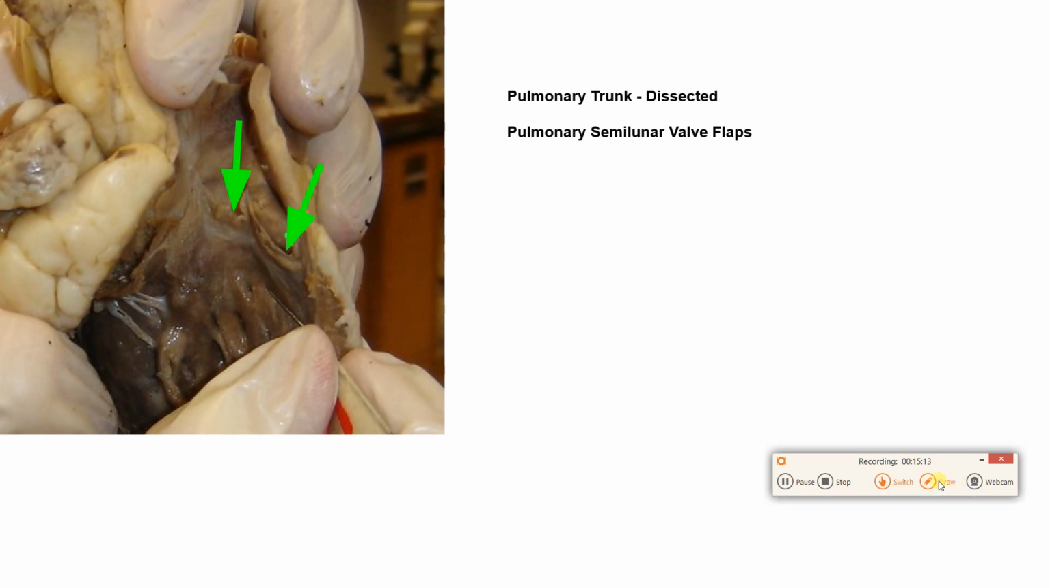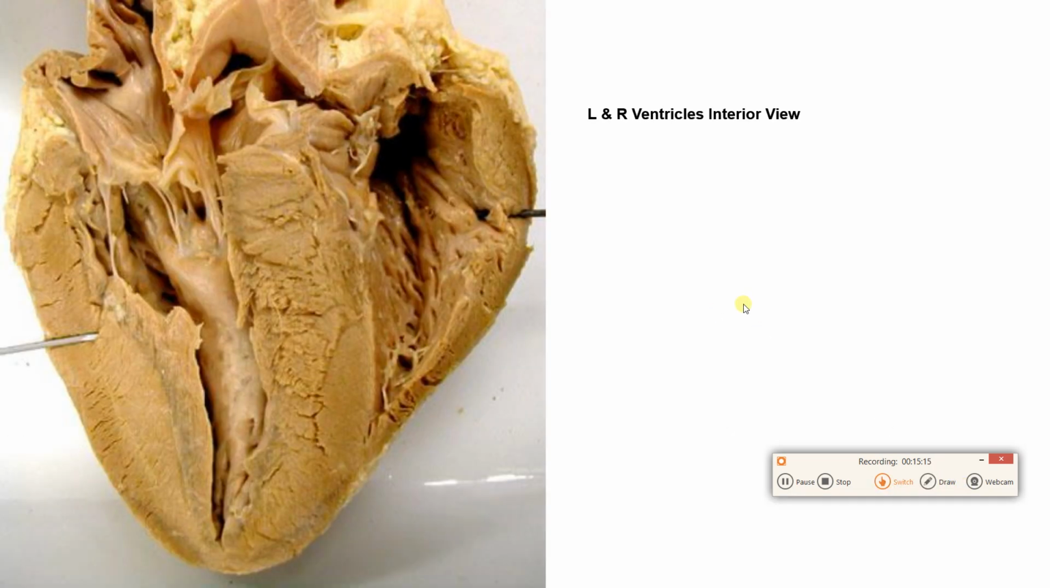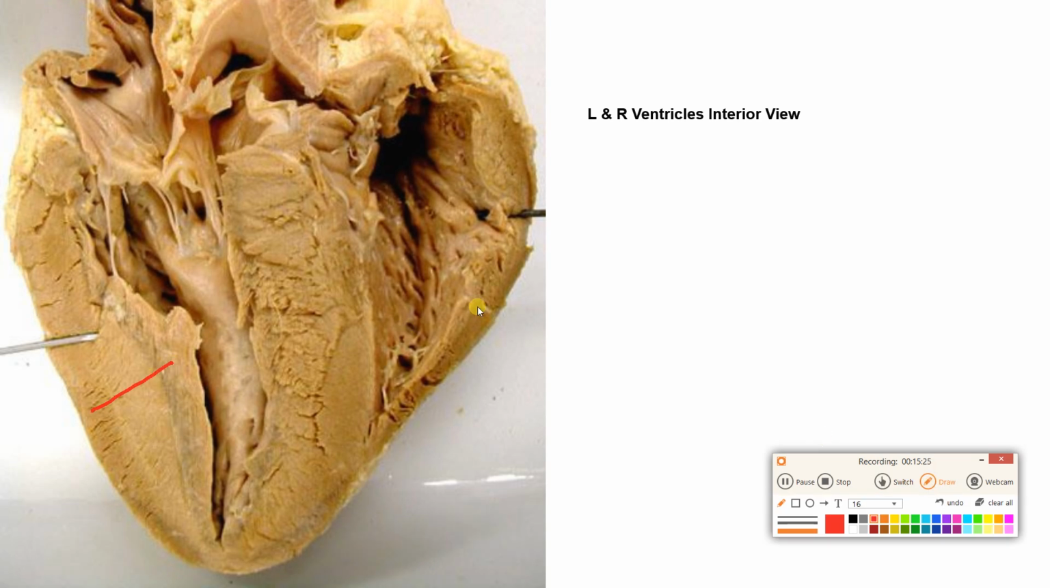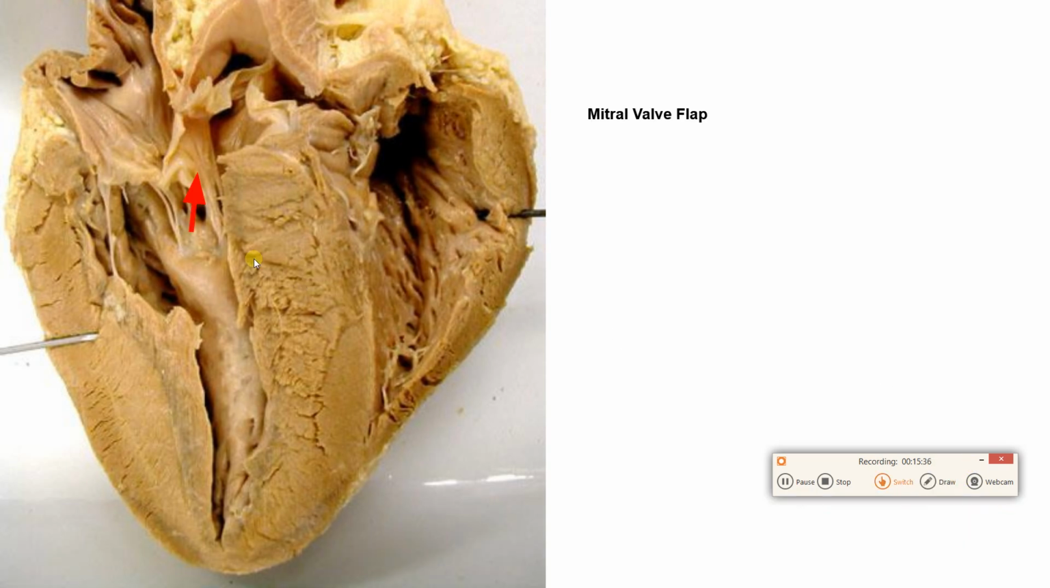All right, good. We've now got both ventricles opened up, and we can see so much. Can you figure out which is the left and the right? Well, look at the wall thicknesses. So this has got to be my left side. This has got to be my right side. Let's name a bunch of stuff we're going to see in these views. There is a mitral valve flap. Check out the chordae tendineae, thick wall, left side, mitral valve flap.